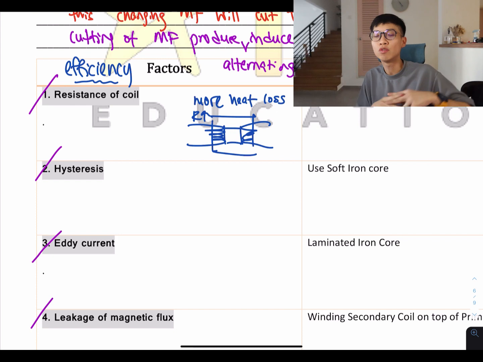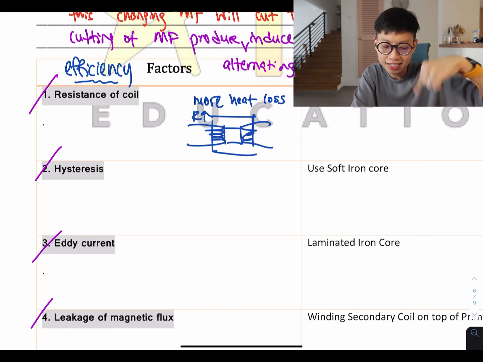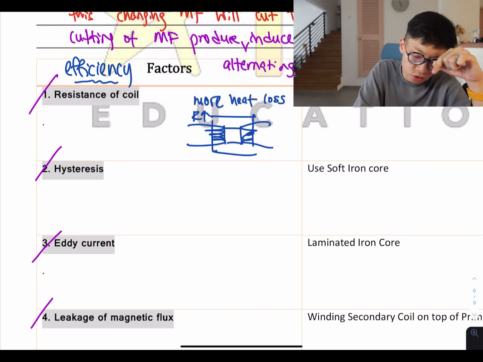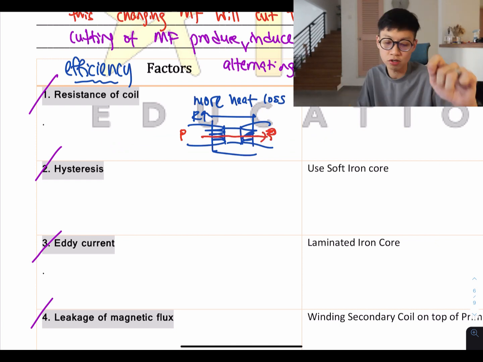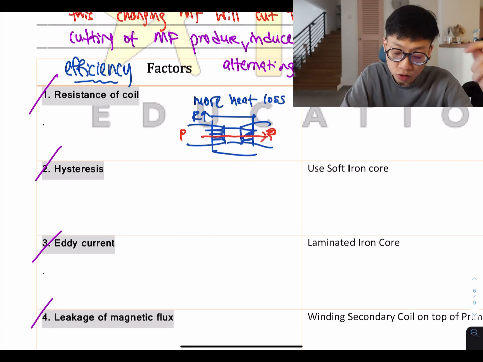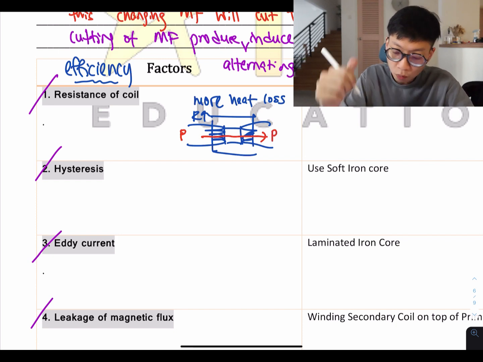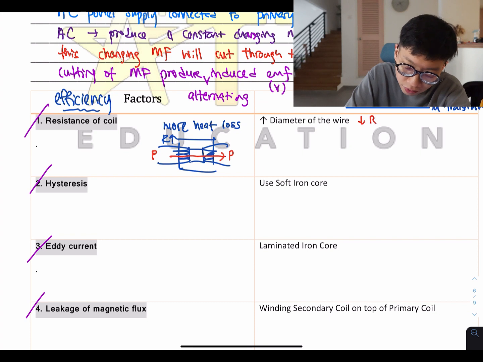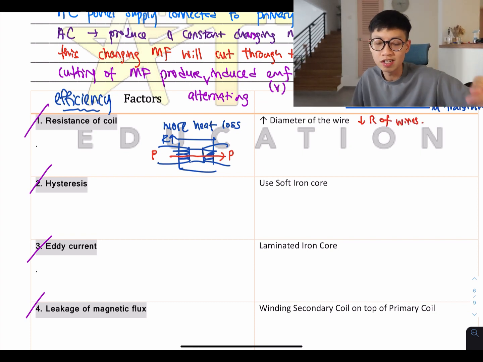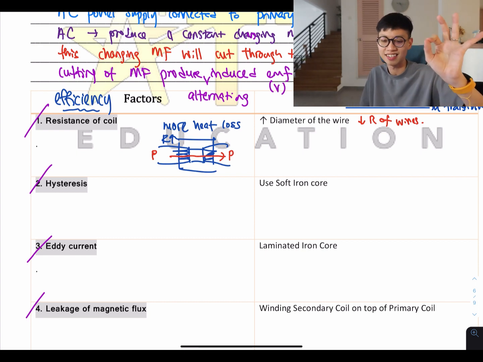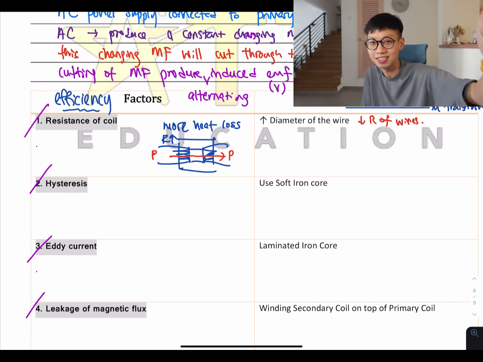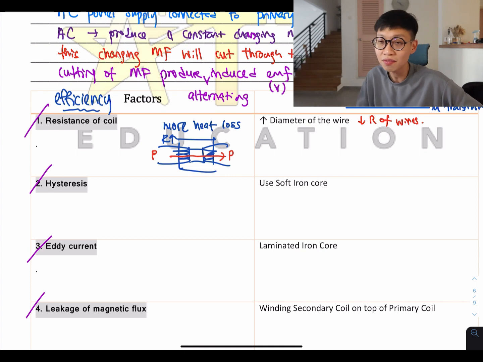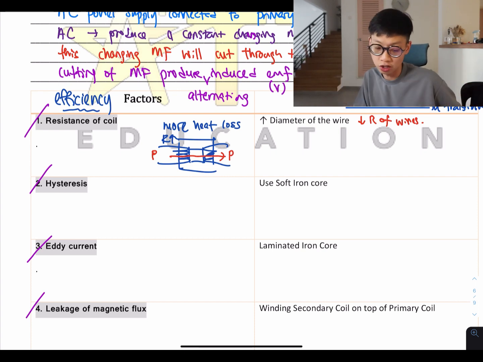So therefore, we want to reduce the heat loss because we want your power to be sent across to this side. So, we want to increase the diameter of the wire so that we can reduce the resistance of the wires. Understand, guys? Increasing the diameter reduces the resistance of the wires so that we can reduce energy loss.